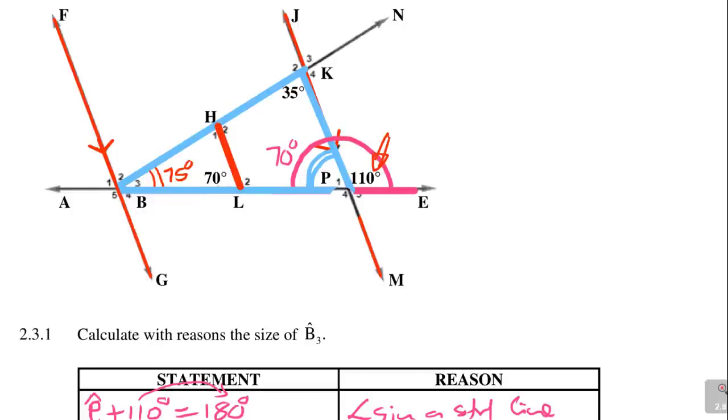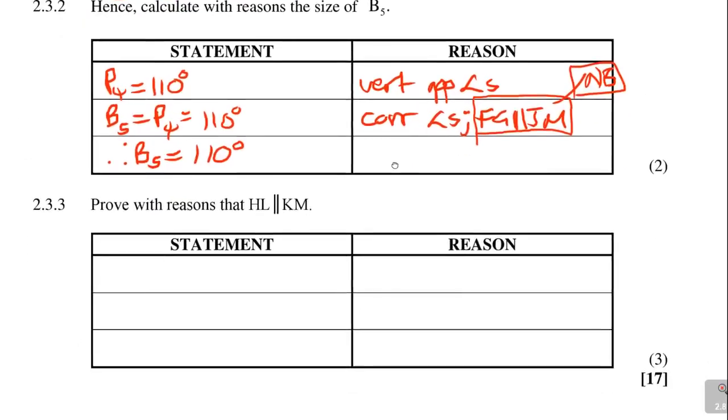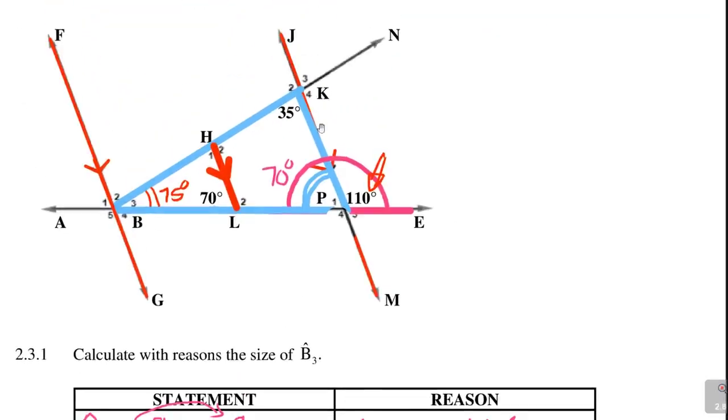This one. They're saying prove with reasons that HL is also parallel to what? To KM. There is KM. They're saying these two lines are parallel. Let's prove with reasons that these two lines are parallel. So now, what are we proving? That HL is parallel to KM. Are you with me? Now, we do the same thing.